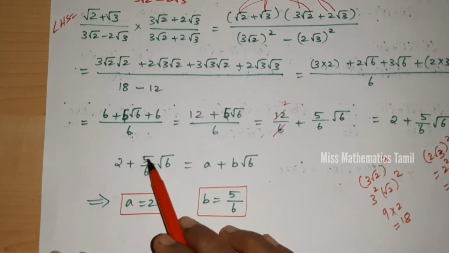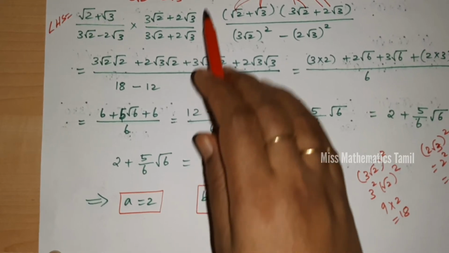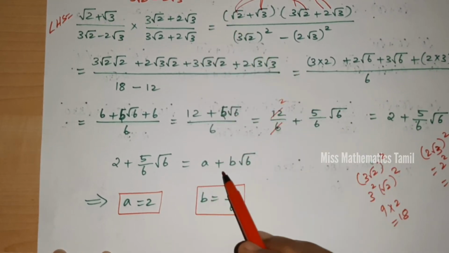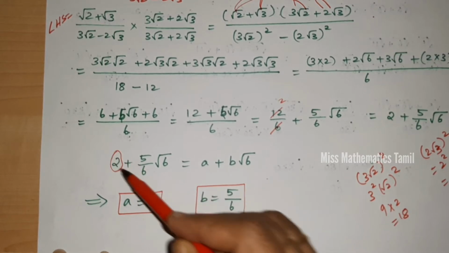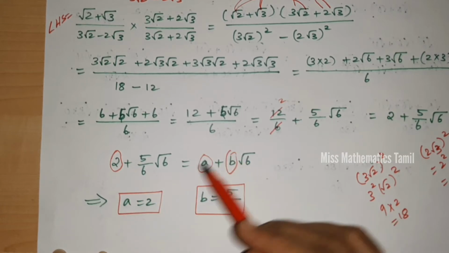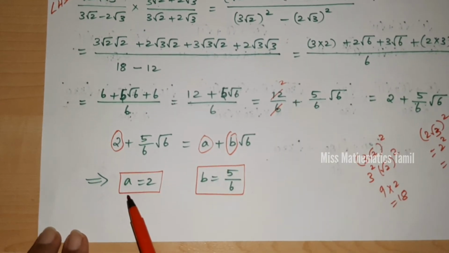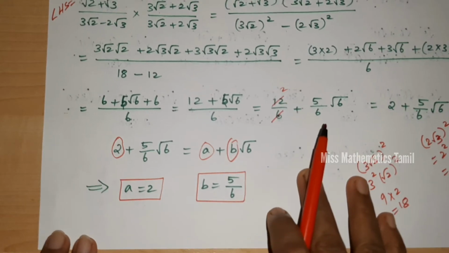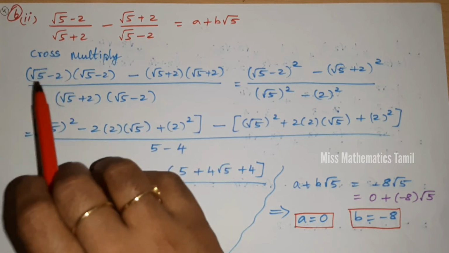2 plus 5 by 6 root 6 is equal to what is the RHS for the given sum? A plus B root 6. So instead of A, the place is occupied by 2, so A is equal to 2. B is equal to what? 5 by 6. We found the value: A is equal to 2, B is equal to 5 by 6. Right? Sixth question, second part.